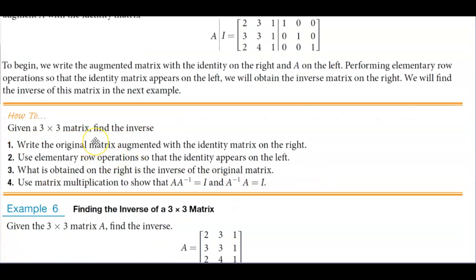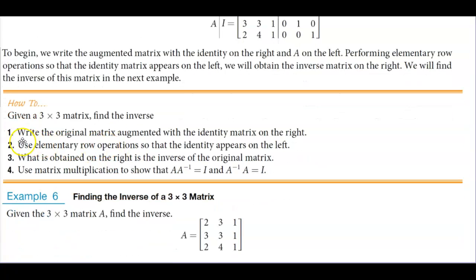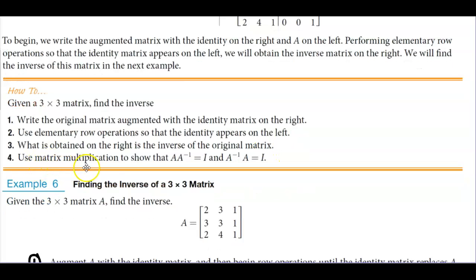So, given a 3 by 3 matrix, we want to find the inverse. Step 1, we're going to write the original matrix augmented with the identity matrix on the right. Step 2, we're going to use elementary row operations so that the identity appears on the left. Step 3, what is obtained on the right is the inverse of the original matrix. Step 4, we're going to use matrix multiplication to show that matrix A times the inverse is equal to the identity, and that the inverse times matrix A is equal to the identity.